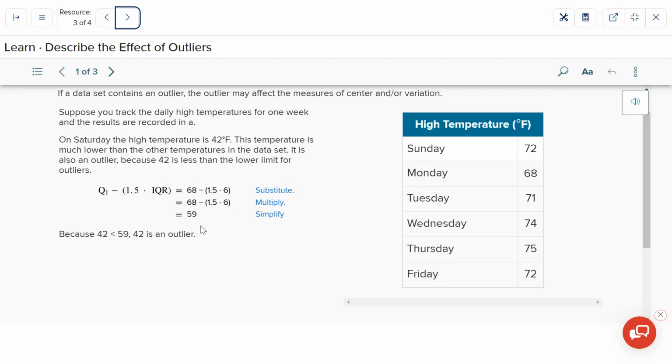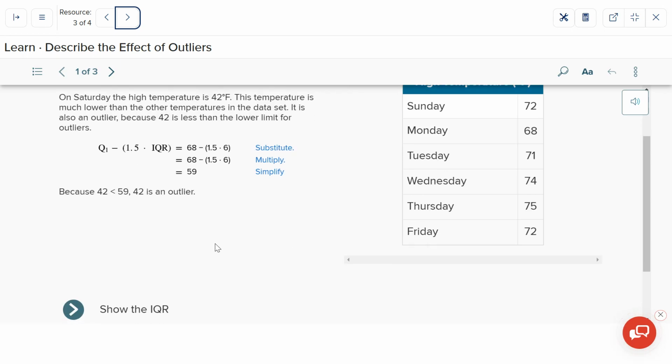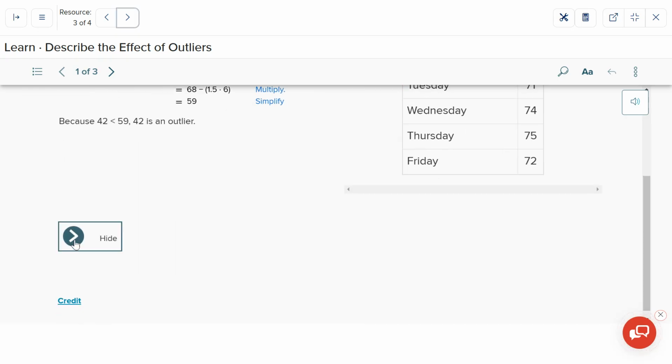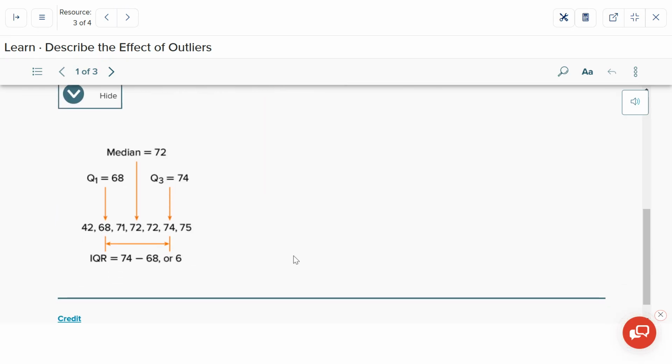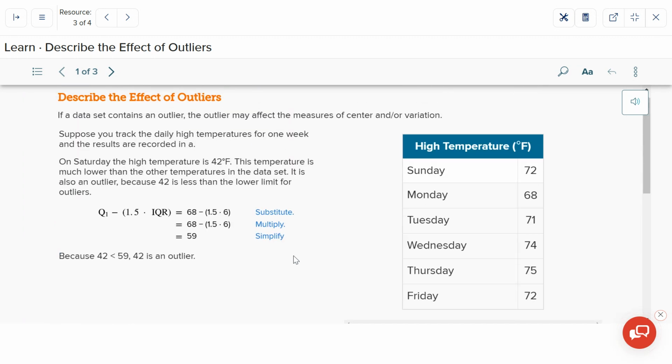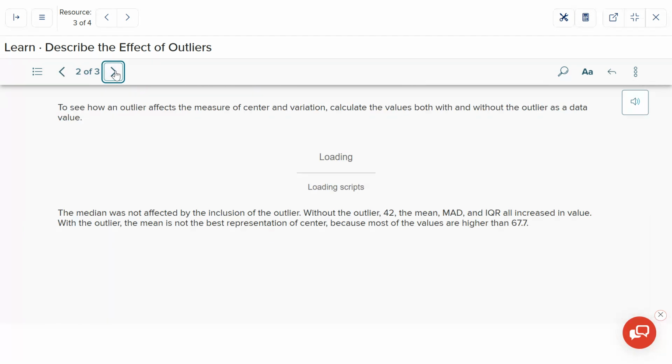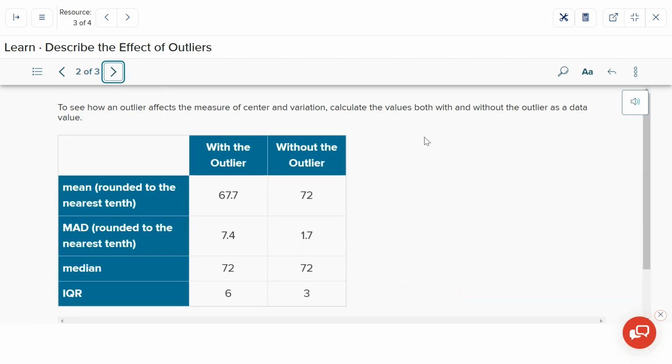So they did this calculation and they found that 42 on Saturday, which is not shown in the table, it's just told here, would not be considered part of the normal data set. It is an outlier based on their calculations. In case you need to see the IQR, here's that. That's on your page as well. To see how an outlier affects the measure of center and variation, calculate the values both with and without the outlier as a data value.